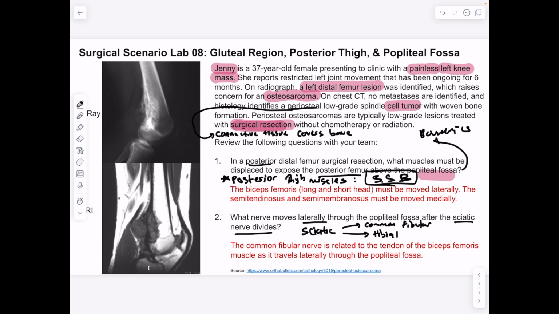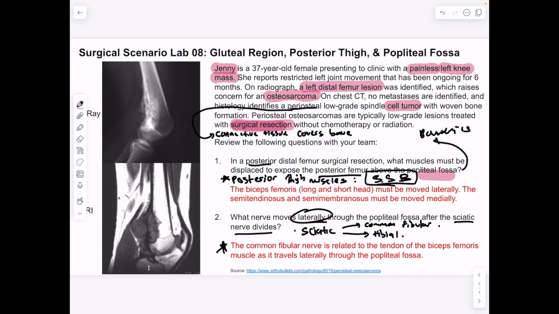Question 2, what nerve moves laterally through the popliteal fossa after the sciatic nerve divides? All right, so remember that the sciatic nerve breaks into the tibial and common fibular. A key here is lateral, so just palpate your leg, right? And that big bone you feel in the center of your leg, that big ridge, right? That's the tibia, and that's more medial on your leg. And then if you feel the other side of your leg, you feel the fibula, and that is the lateral side. And so the sciatic nerve breaks up into the tibial nerve, which I'd consider as going straight through the popliteal fossa down the tibia, and then lateral breaks into the common fibular nerve. So our answer is the common fibular nerve.